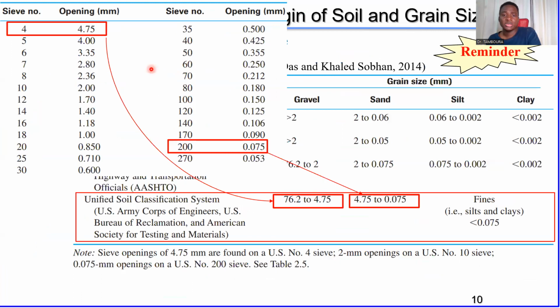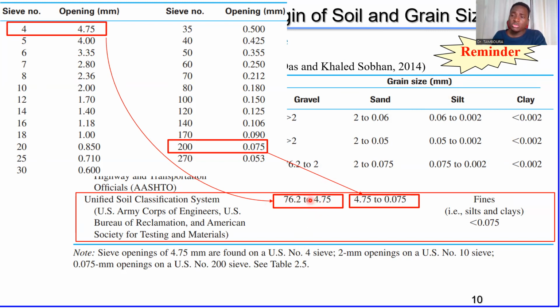Okay, this table is, I think, in chapter number 2, and I have explained this table in the previous video as well. So the unified classification system says that gravel is soil that has particle size between 76.2 and 4.75 millimeters. Okay, this is the range.